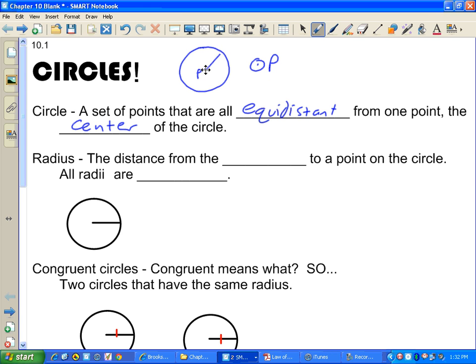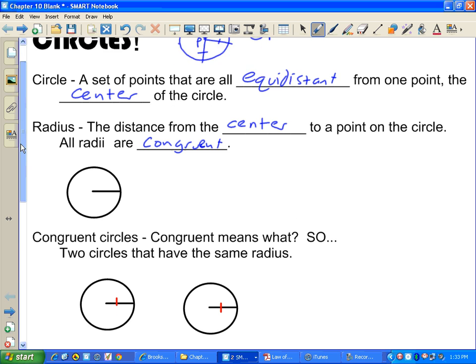This distance that goes from the center out to each point, that's called a radius. So it's the distance from the center to a point on the circle. And all radii, the plural is radii, are congruent. That comes right from our definition. Since all these points on the circle are equidistant from the center, if I connect them with segments, all these segments will be congruent, the same length. So we can mark all these as congruent. That's something useful about circles: you can always draw on a radius and know that it's the same as any other radius.